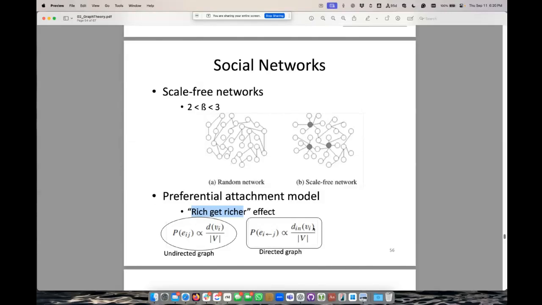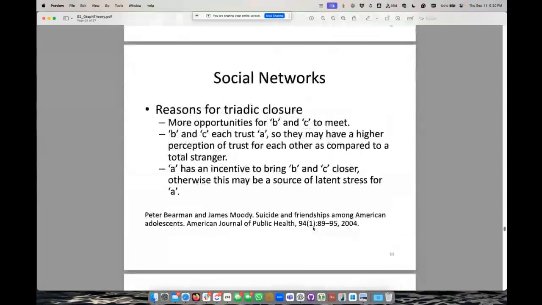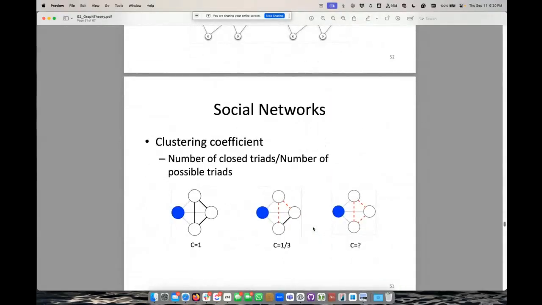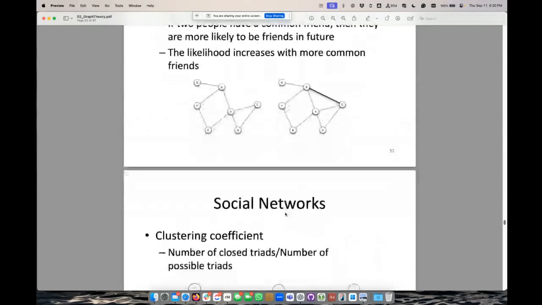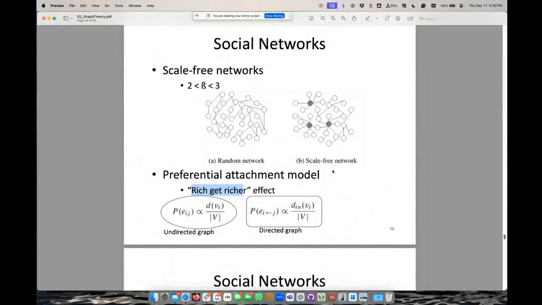So we observe two types of properties here. One is we want to connect to individuals who we know or we have shared connections with, right? Through the clustering coefficient or triadic closure property. The other is the preferential attachment model.